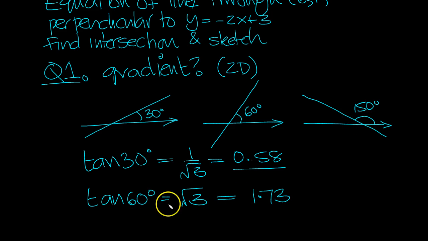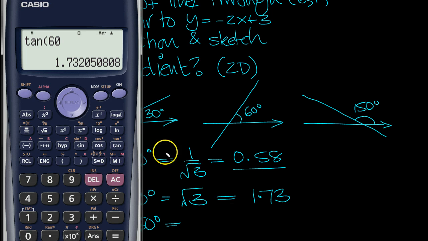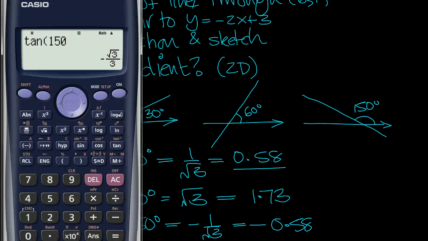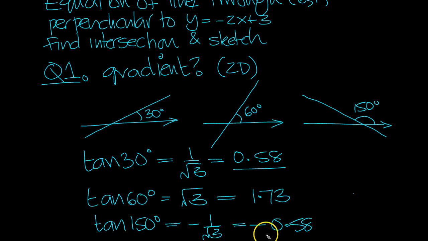And this gradient of this slope, tan of 150, which will be a negative slope. Let's just tap that in. Tan of 150 then. Minus 1 over root 3, or root 3 over 3, which is minus 0.58, isn't it? If we go to the decimal just to be sure, minus 0.58.